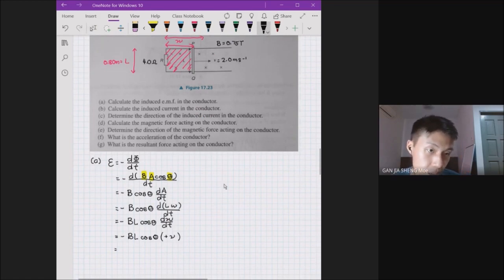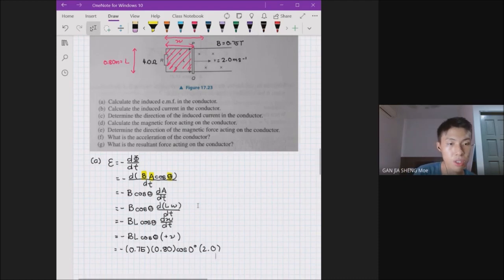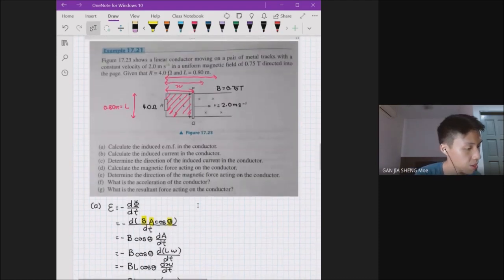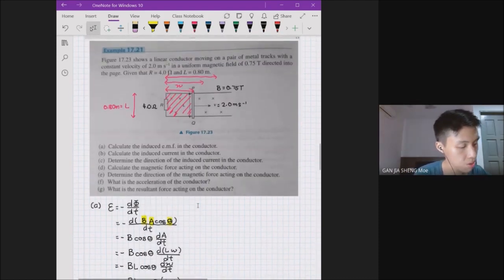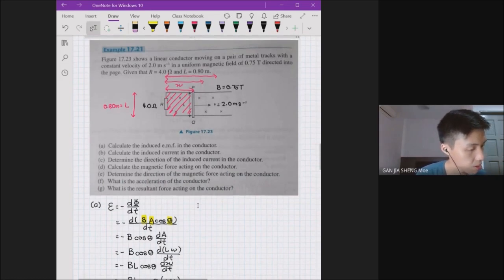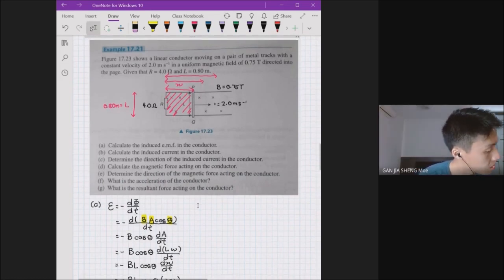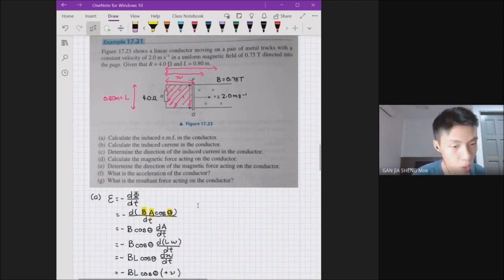Okay, so once we have reached this stage, I believe we are able to substitute everything that we have right now. So this is negative 0.75 times the length, which is 0.80 meter, cos theta, the angle between A and B is 0 degree, then positive V. The V is how much? 2.0. Okay, so you're substituting everything that you have, then I believe you should be able to get the answer of negative 1.2.